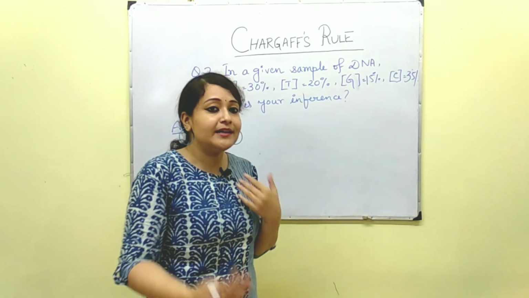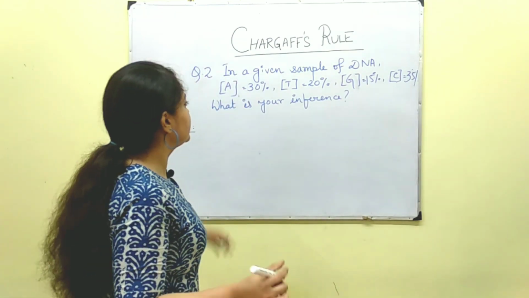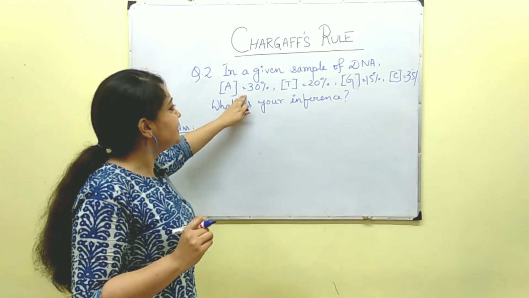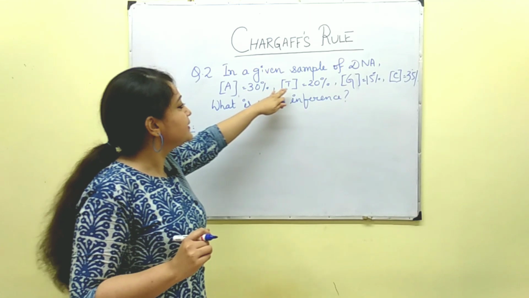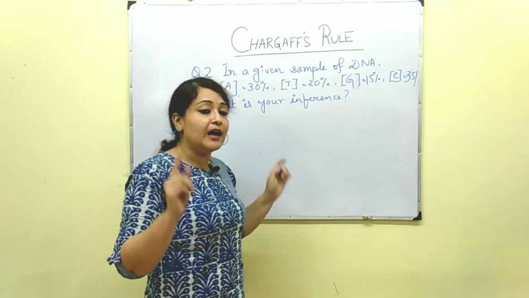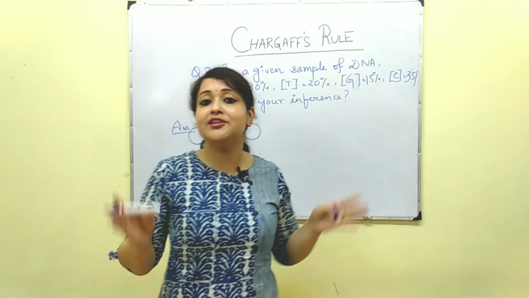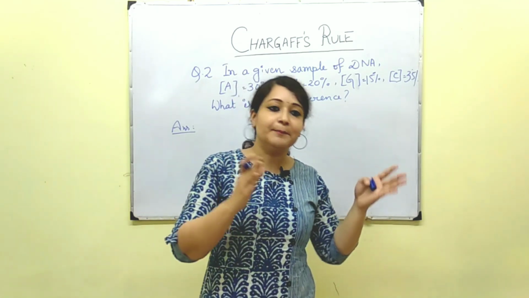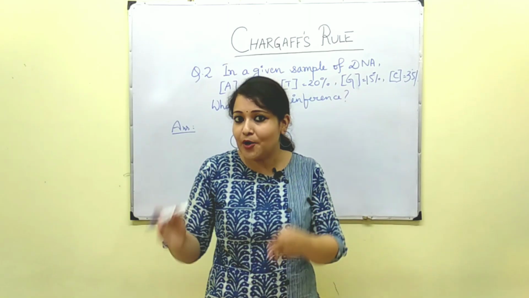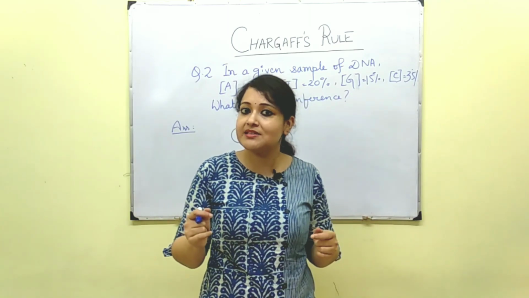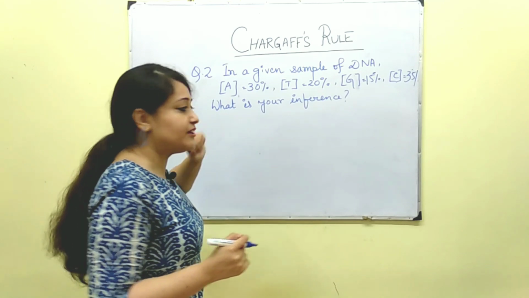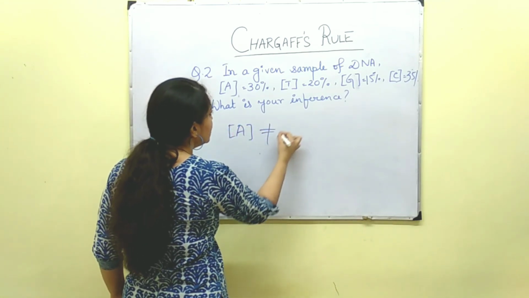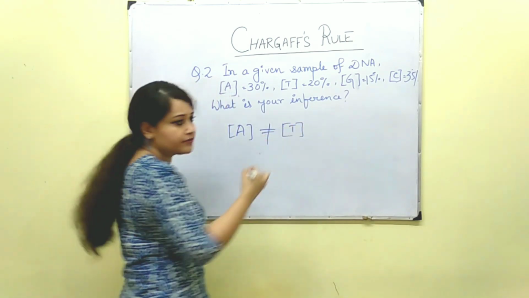See how to attempt these kinds of questions. First of all, just have a look at the percentages mentioned. Adenine percentage is 30%, thymine is 20%. Now we know that as per Chargaff's rule, in case of a double-stranded DNA, the percentage of adenine bases is always equal to the percentage of thymine bases, right? But as per the question, the percentage of adenine here is not equal to the percentage of thymine, right?